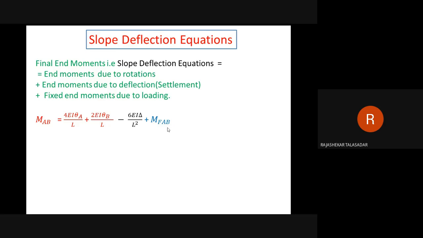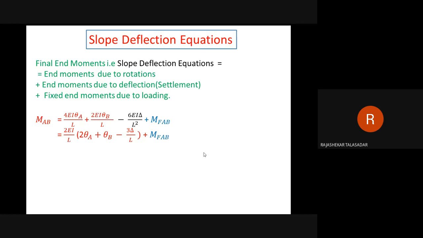Okay. Now you know that if you take out 2EI by L, you will simplify. If you simplify, you will get 2 theta A plus theta B minus 3 delta by L. This term remains as it is, MFAB.